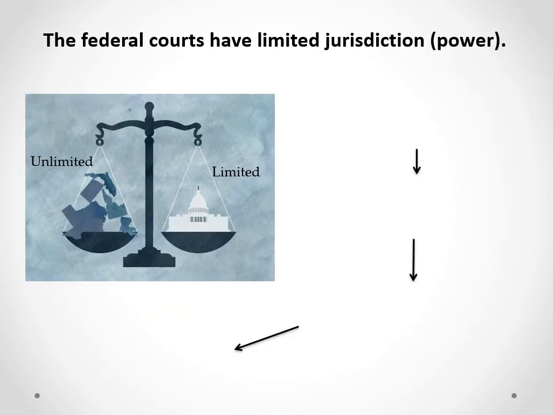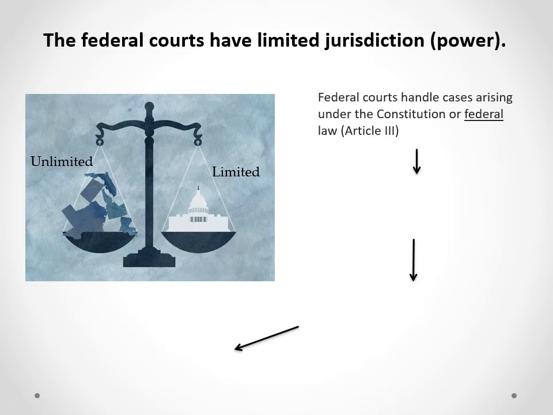The thing you need to remember is that the federal courts have limited jurisdiction or power. So remember, the Constitution established a national government that was supreme but limited, and the courts are no exception. The courts are limited in their jurisdiction. So federal courts handle cases that arise under the Constitution or under federal law. This is right out of Article 3. It says, the judicial power shall extend to all cases arising under this Constitution, the laws of the United States, and treaties made or which shall be made under their authority. So if it's a federal constitution dispute or a federal law dispute, it would go to federal court. Everything else, if it's a state law dispute or state constitution dispute, it would go to state court. So that kind of makes sense.